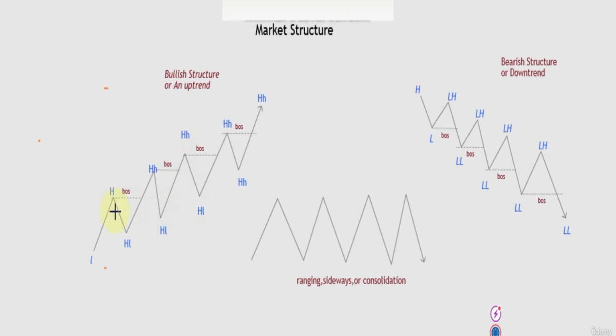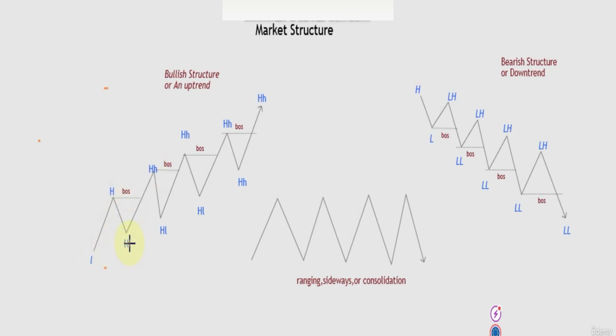So now, how do we call it? What is the language we call it in market structure? This is the low, this is the high. This low is now the higher low because it is in a bullish trend. Okay, so this will become the higher low and then this will become the higher high. Okay, this one is low, this one is high.